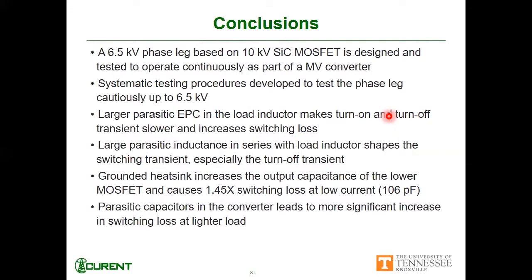So here come the conclusions. We have successfully designed and tested the 6.5 kV phase leg based on the 10 kV silicon carbide MOSFET continuously. And we have developed the systematic testing procedures. Basically, the larger capacitance caused by the converter, like the load inductor and the heatsink, gives us slower switching transients. And basically, they have a more significant impact on the loss at lighter load.